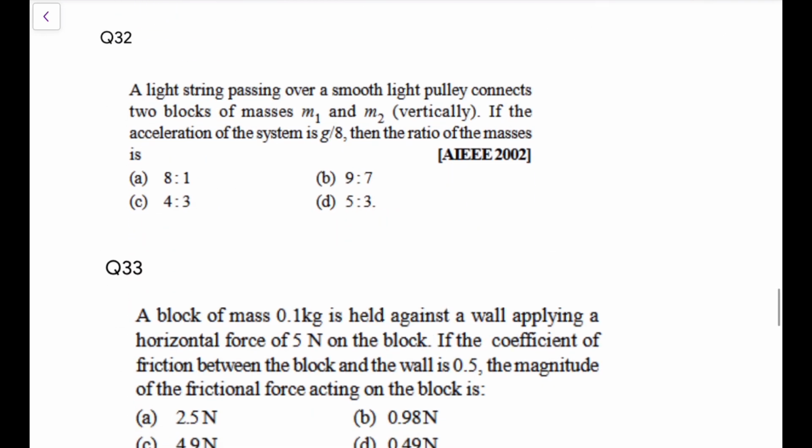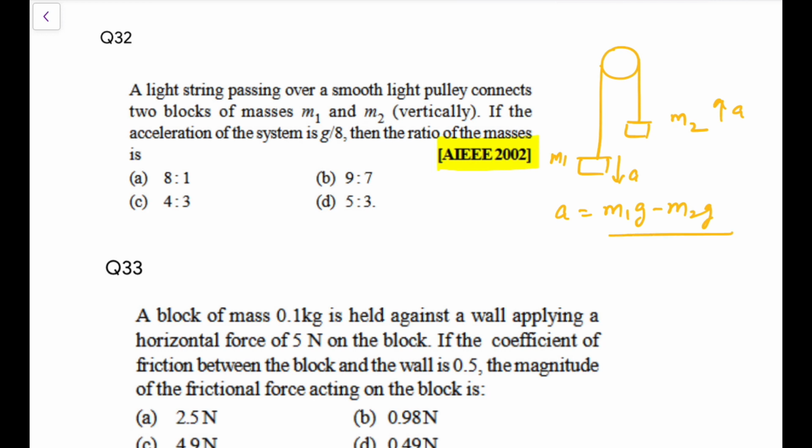Next, a light string goes over a smooth light pulley. This is the question I have asked from AIEEE 2002. It connects two blocks of masses m1 and m2 like this. Let's say this is m1 and this is m2. If the acceleration is g by 8, let's say m1 is heavier, so m1 goes down with acceleration a and m2 goes upwards with acceleration a. We know acceleration will be the net pulling force along the length of the string, m1g minus m2g, divided by the total mass to be pulled.